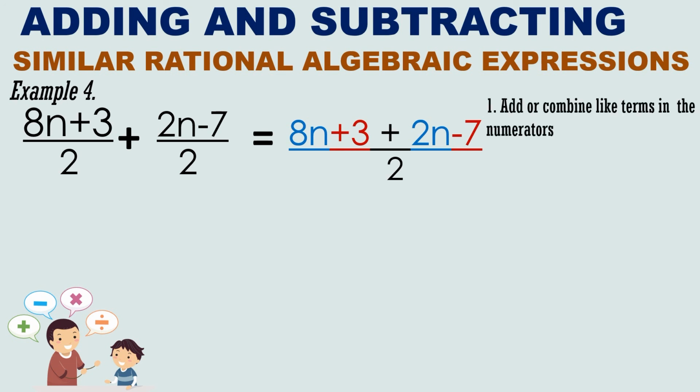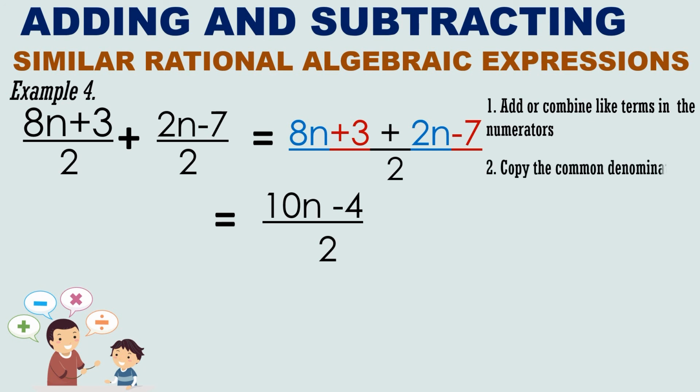So we have 8n plus 2n, which is equal to 10n. And then we have plus 3 minus 7, and that is equal to minus 4 or negative 4. So for the numerator, we have 10n minus 4, and the common denominator, which is 2.